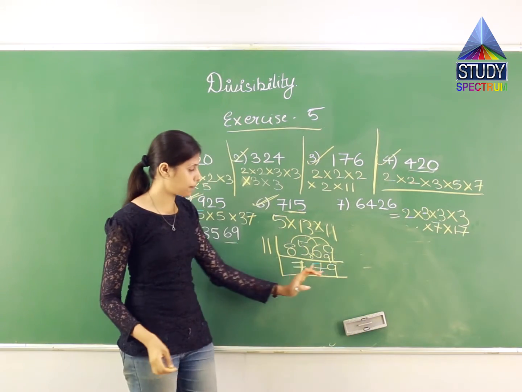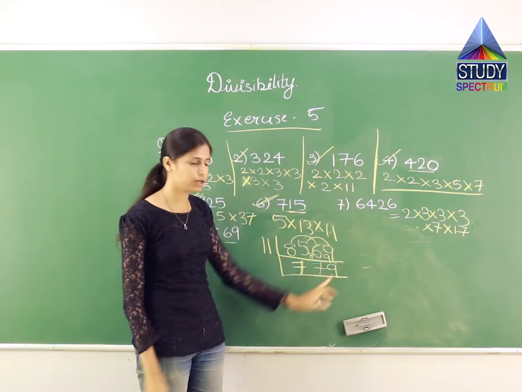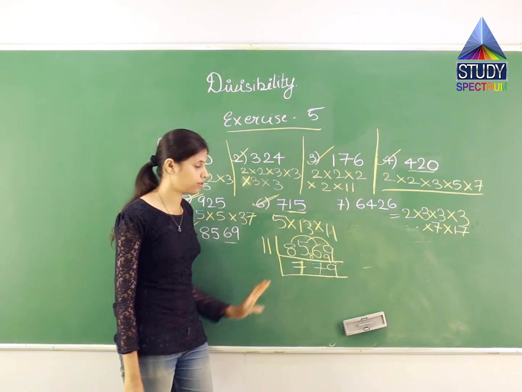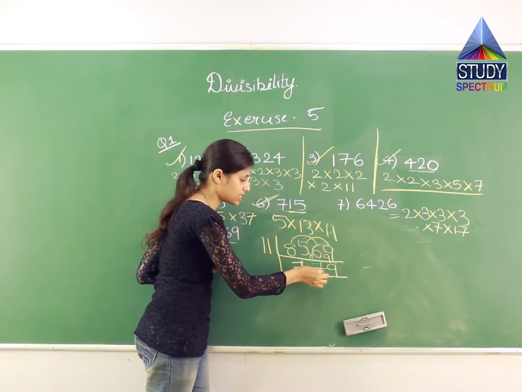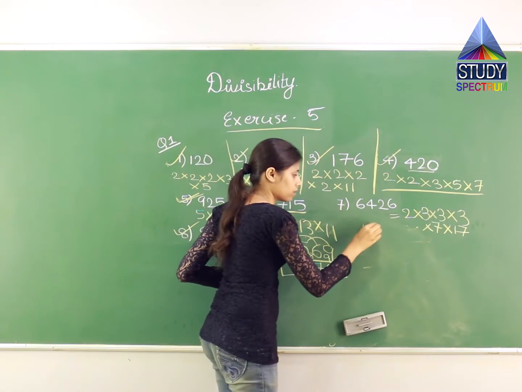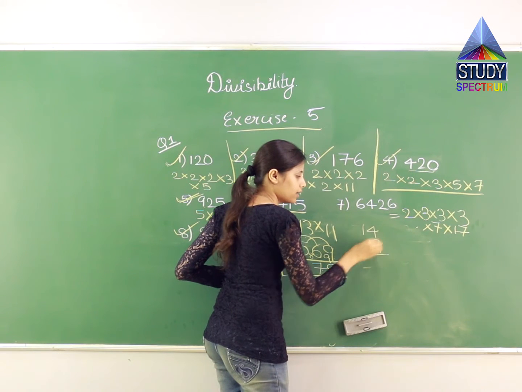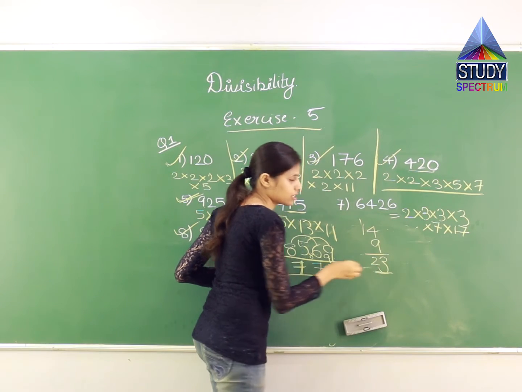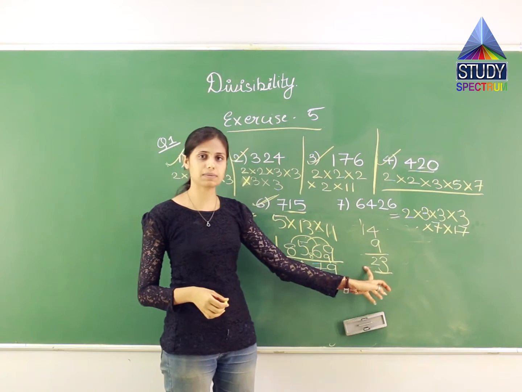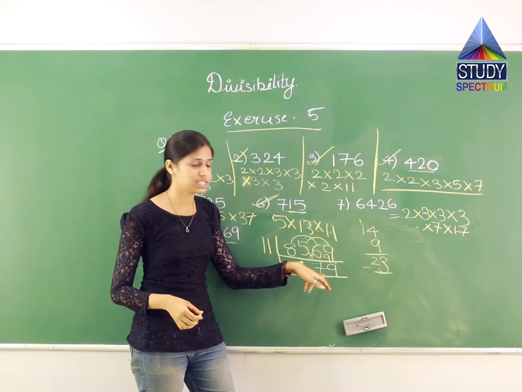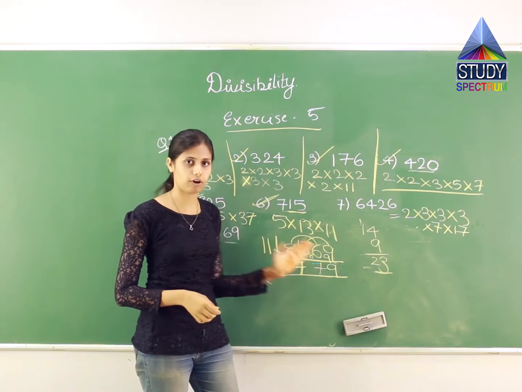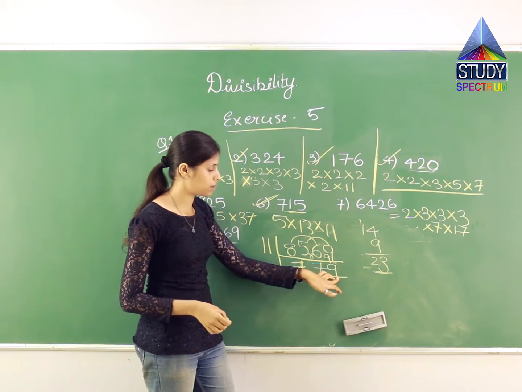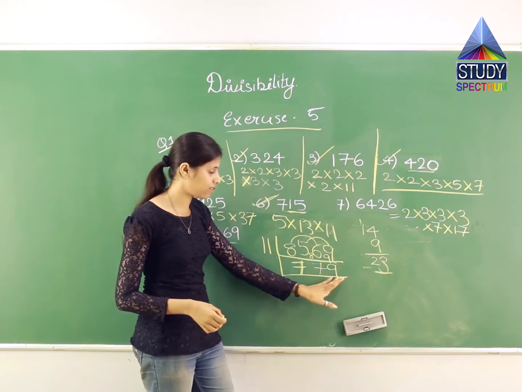Now look at this number, 779. Is it possible for me to divide it by 2? No, because it doesn't have an even number at the end. What about 3? 7 plus 7 gives me 14. 14 plus 9 gives me 23. 23 is not divisible by 3. So this entire number 779 is not possible for me to divide by 3. 4 not possible because it is not even. 5 not possible because I need 0 or 5 at the end, and I have 9 over here.